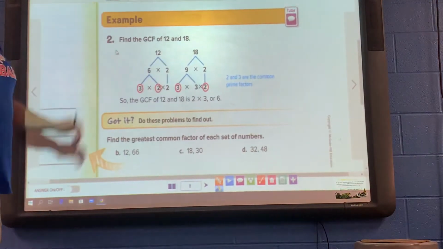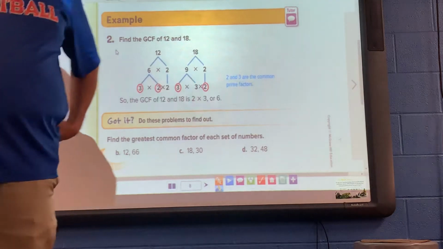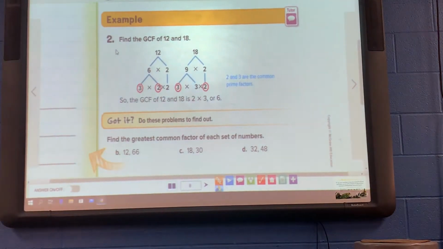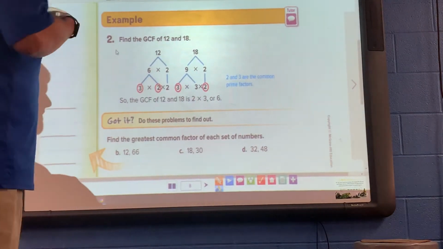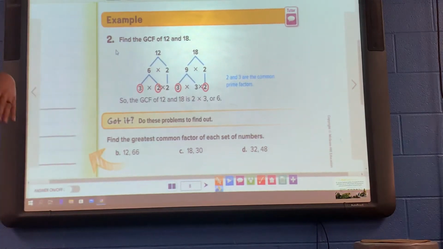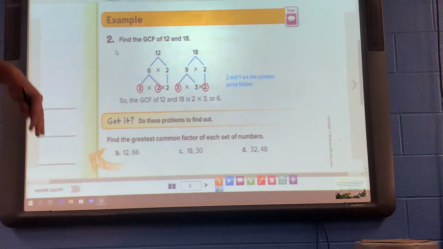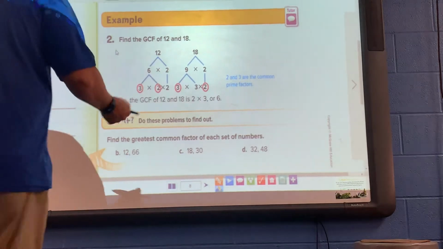Okay, example number 2. This is a prime factorization tree. I don't use it personally. There's a couple extra steps in there that I tend to forget because it's a little bit different than just listing them out. But if you can use this, go right ahead.